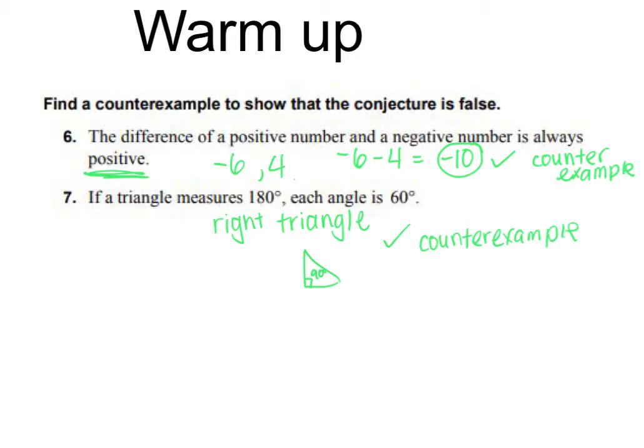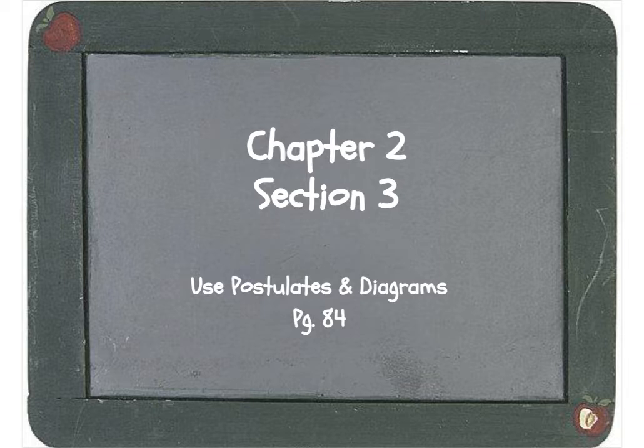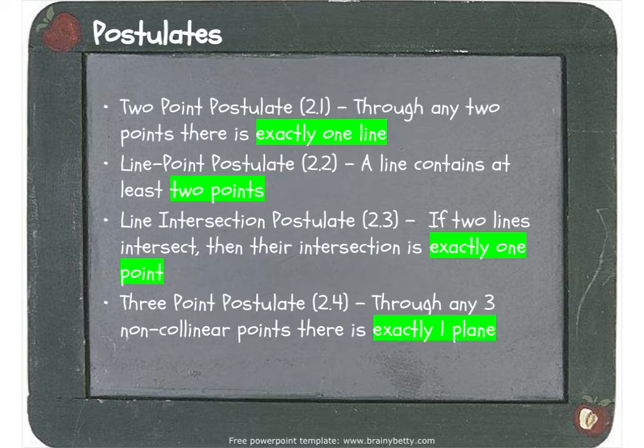All right, today we are covering chapter 2, section 3. We're using the postulates and diagrams. So again, this is chapter 2, section 3. There are 7 postulates in this lesson that you guys need to remember, okay? We all know what they are. It's just a matter of recognizing what they're called, okay?